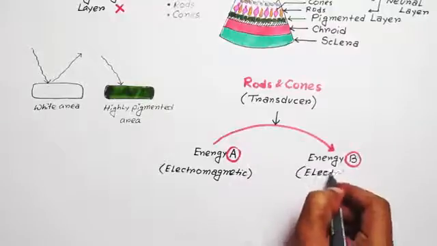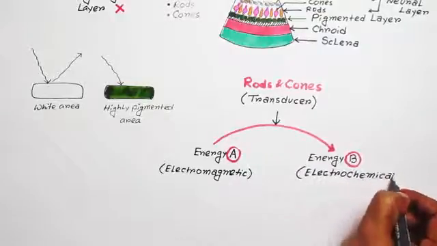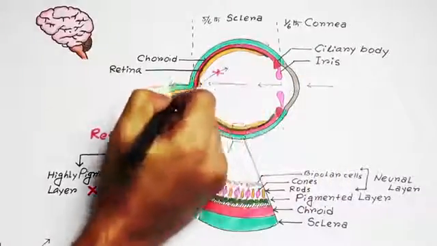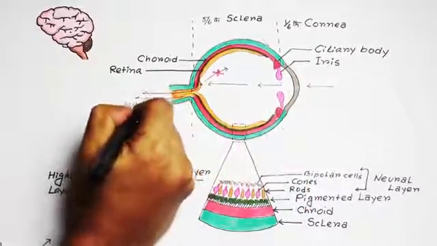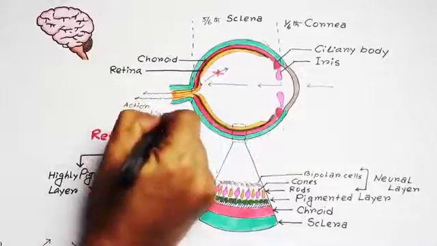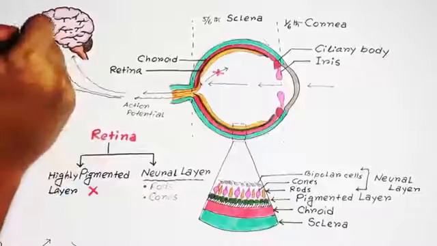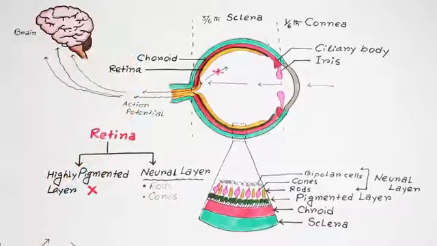When light falls on the rods and cones, they get activated and produce action potential. This action potential is electrochemical energy. So rods and cones basically convert the electromagnetic energy into electrochemical energy. This action potential is now transferred to the central nervous system for processing so that we can see an object.